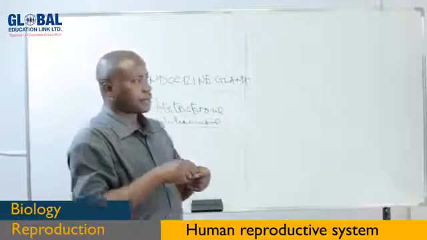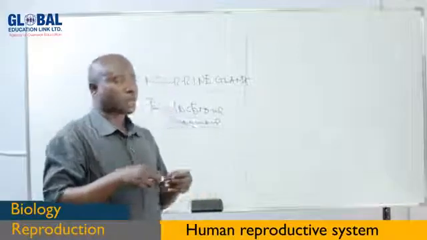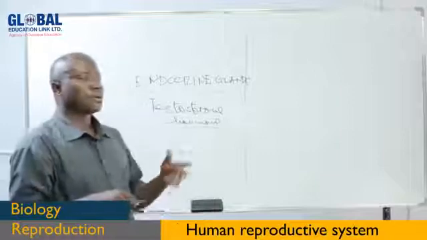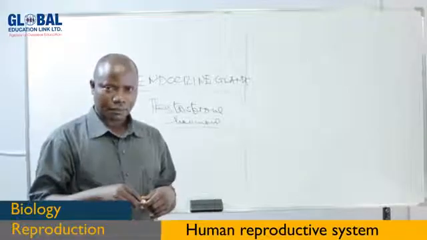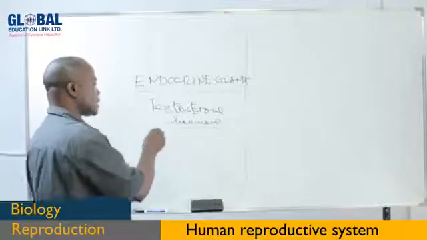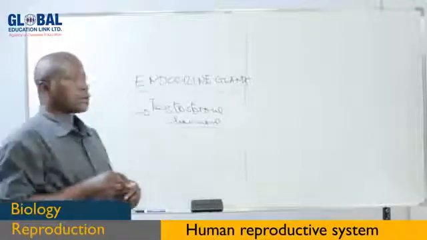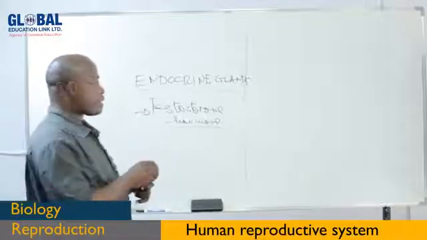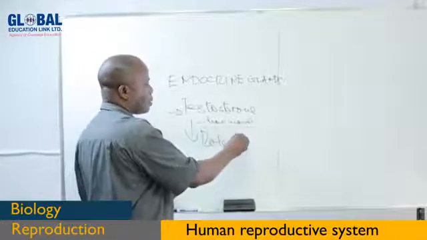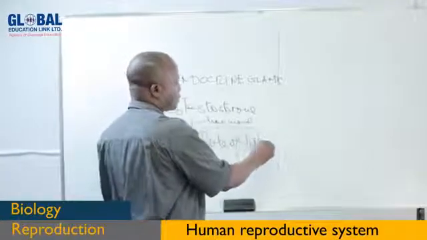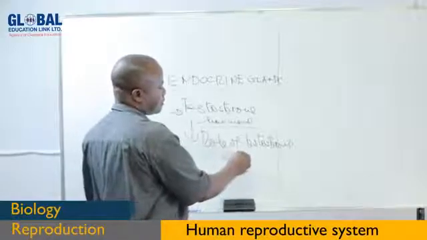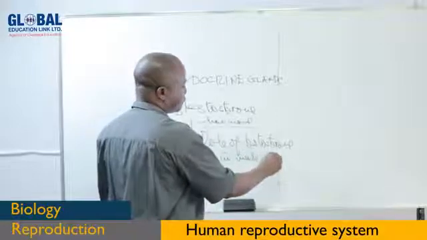But this question asks you to explain why it is necessary for the male reproductive system to have the endocrine gland. As we all know, the testes produce testosterone. Therefore, to answer this question, you will have to explain the role of testosterone in the male reproductive system.